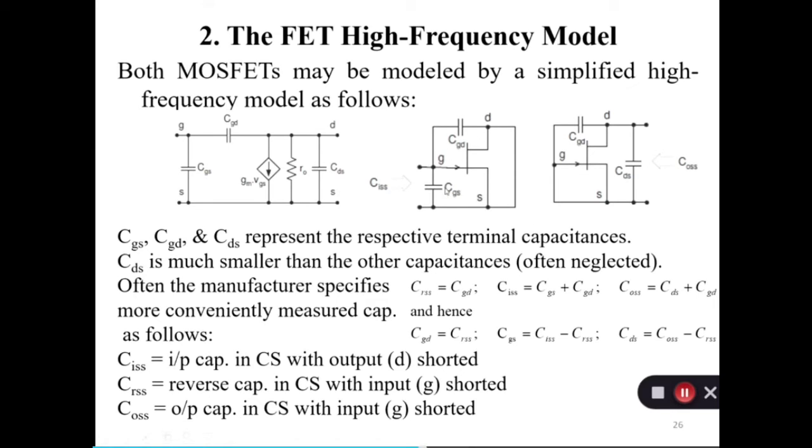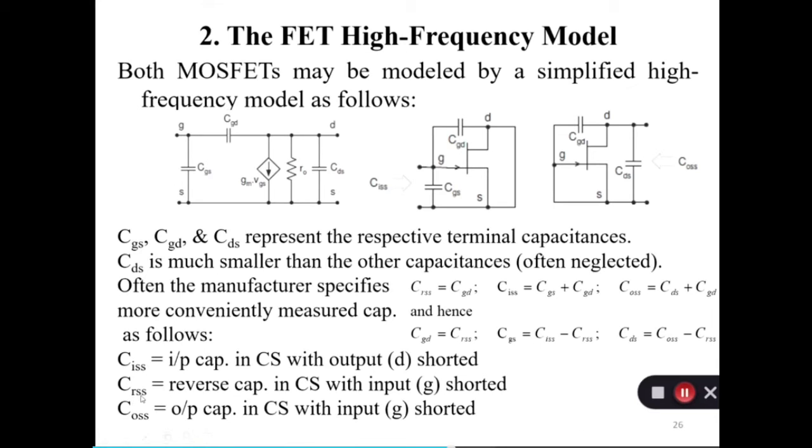For this circuit, you can derive the formula for CISS. This one is connected to here, so it is short circuit, which means this capacitance is parallel to this capacitance, CGD parallel to CGS. So CISS is the parallel combination of CGS and CGD, and you can write CISS equals CGS plus CGD. This comes from here, because the manufacturer will not directly provide these capacitances; he provides the capacitance like this.